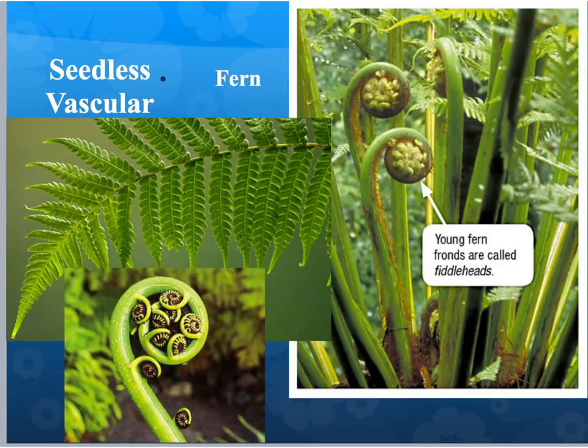An example of seedless vascular plants are ferns. Ferns are fairly common around this area. As you can see, they have those leaves and stems and roots, so they are vascular, but they don't reproduce with seeds.